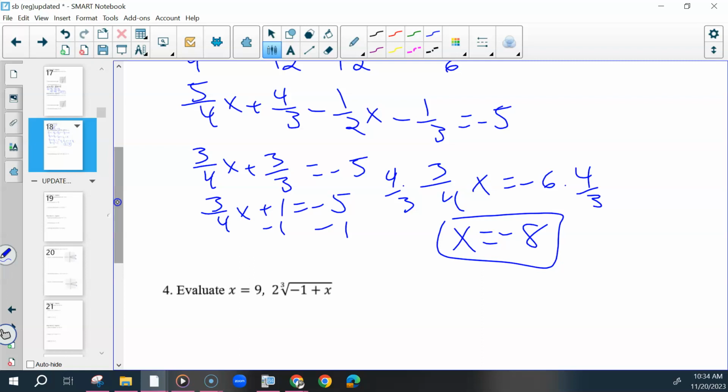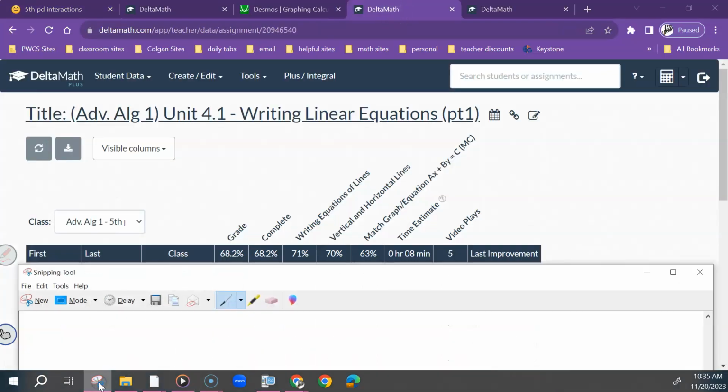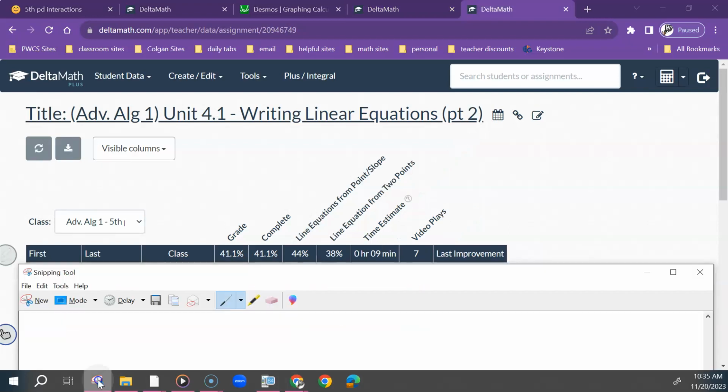Make sure your names are on your answer sheet and pass that up. Okay. This is the writing linear equations part 1 that was due on Friday. As promised, you guys got a 68.2 as a class, so you get at least 1 gumball. And then for part 2, super close, but we did not get the 50. So you guys get 1 gumball, but not 2 today.